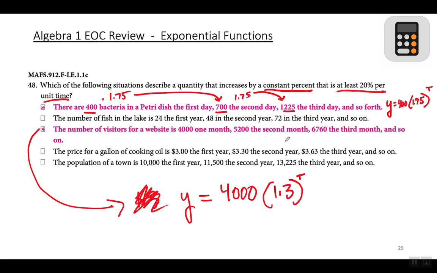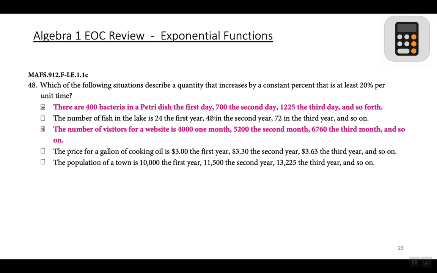Okay, now let's look at the wrong answers. For this one, if I do 48 divided by 24, I get 2. So this is growing by 100%. But then when I do 72 divided by 48, I get 1.5. I'm sorry, I said that wrong. It's growing by 100% to become 48, and then 50% greater to become 72. The problem is that it's got to be growing by a constant percent.